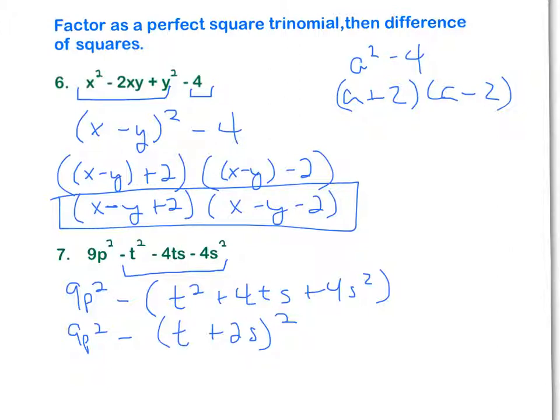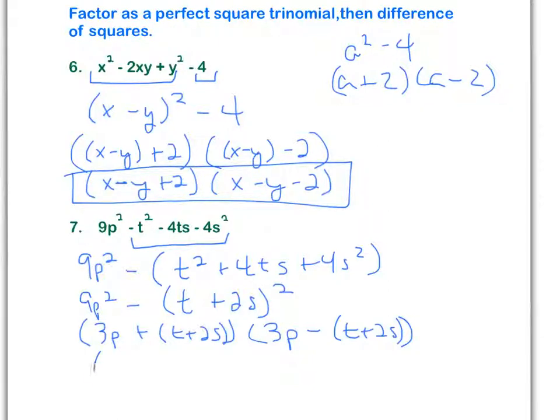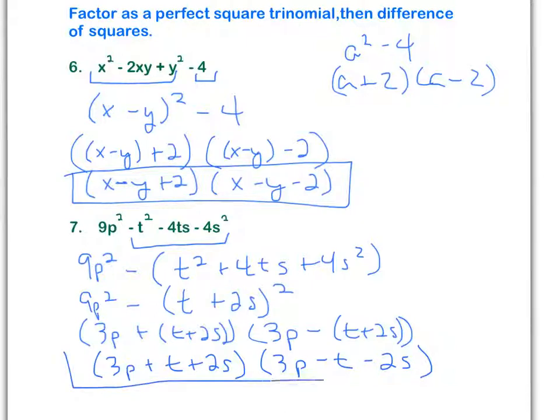And then I can factor this as a difference of squares, and I'm going to have 3p plus t plus 2s, and then 3p minus t plus 2s. Okay, so in my final answer on this one, I'm going to be able to write this as 3p plus t plus 2s times the quantity 3p minus t minus 2s. And this would be considered my factored form.